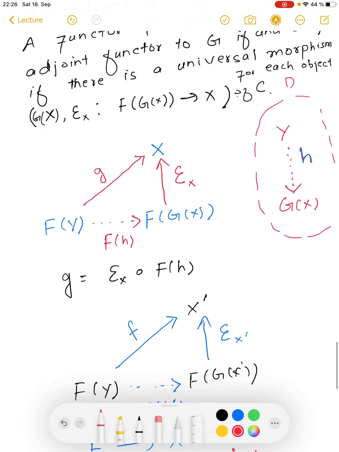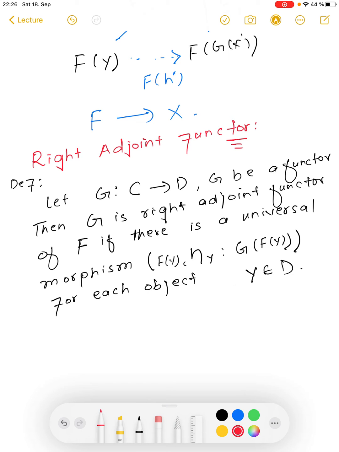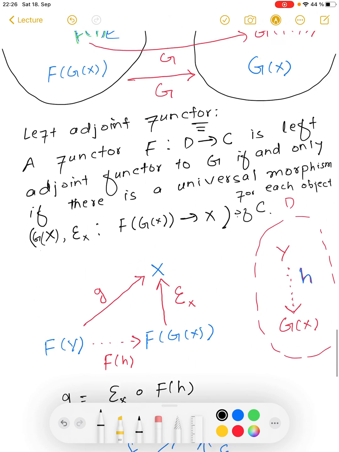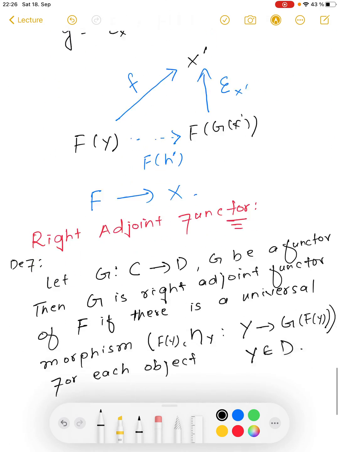And the universal morphism should be, okay, let me complete this. I haven't written here how this universal morphism should be. So let me write it. It should be like this. Eta y should be from y to G of F of y, and this should hold for each object y belonging to D. So the universal morphism from this y to this should be eta y.